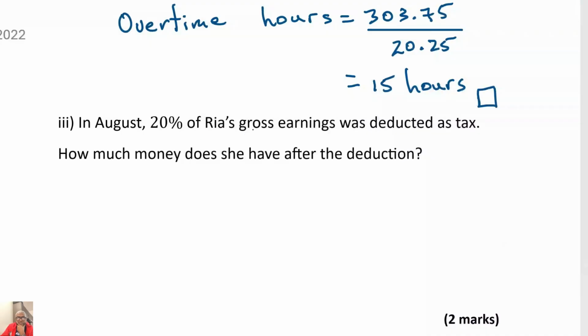Right, in August, 20% of Ria's gross earning was deducted as tax. How much money does she have after the deduction? So Kyle was asking it earlier, the gross earnings would have been what she had after the overtime, right? So I want my deduction. So let me call it tax. Tax will be equal to 20 over 100 multiplied by what was the gross earnings again?